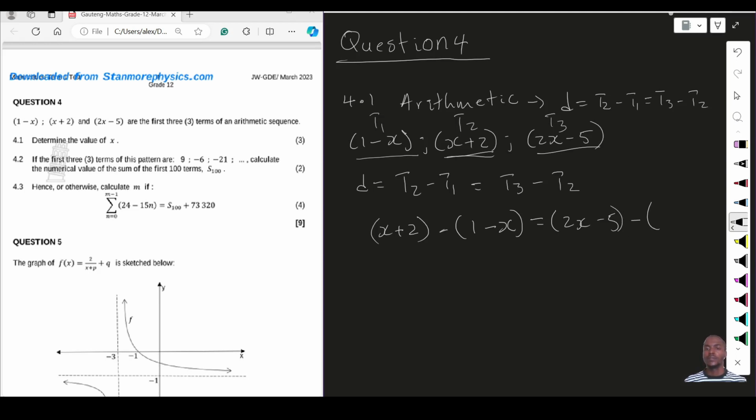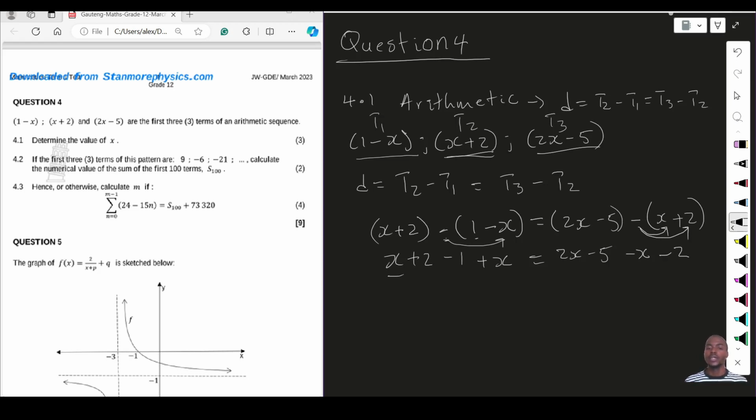It's minus x plus 2. From there, we are going to say x plus 2, then minus times this 1, it's minus 1. Negative times this minus x is positive x. This equals 2x minus 5. Then we take this minus to that x, it's minus x. Minus times this 2, it's what? Minus 2. From there, we add the like terms.